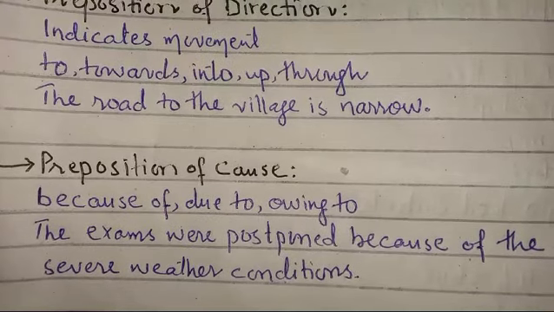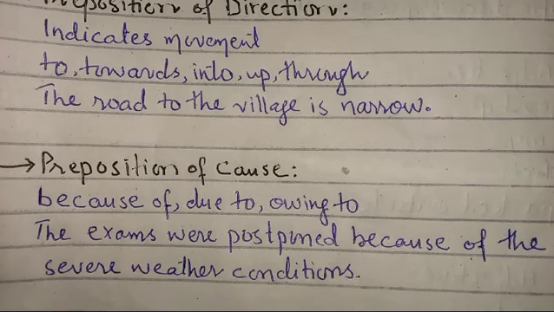Preposition of cause. This is also a kind of preposition which tells us the cause. Because of, due to. So these are the examples. The exams were postponed because of the severe weather conditions. Now if we use only because, for example, she cannot come to the university because she is ill. So here because is our conjunction. When we use because of, this will be our preposition, like she is not coming to the university because of illness.